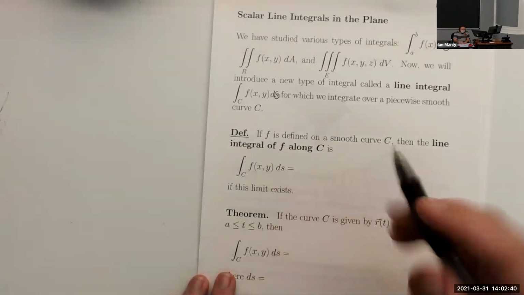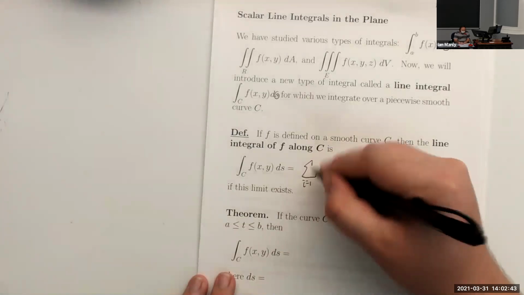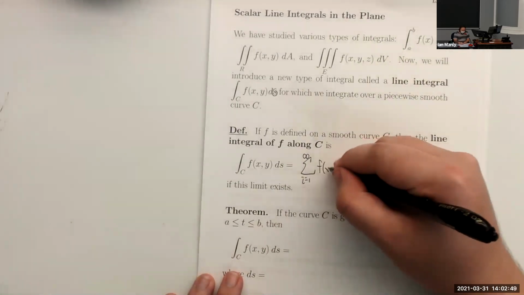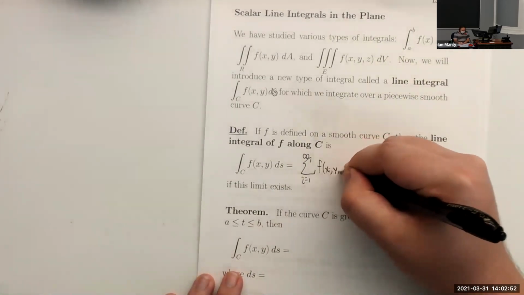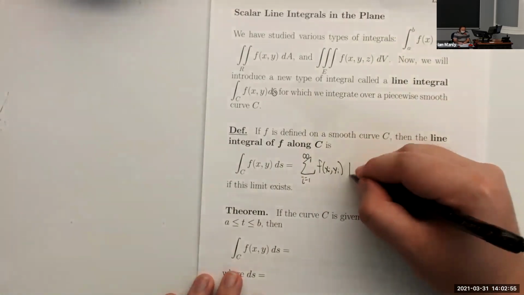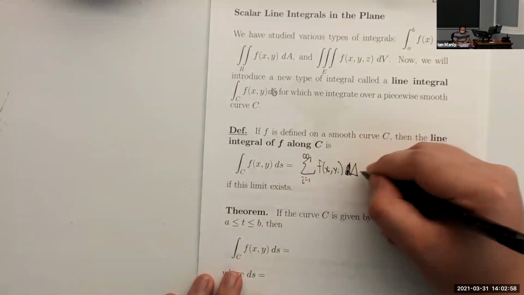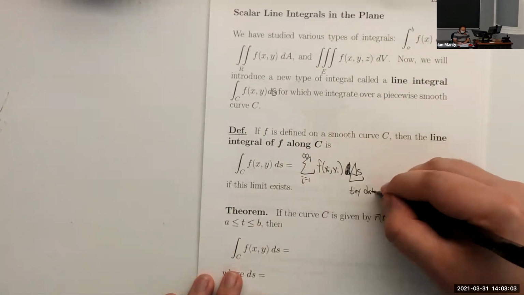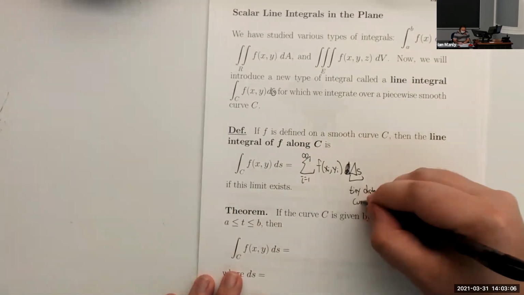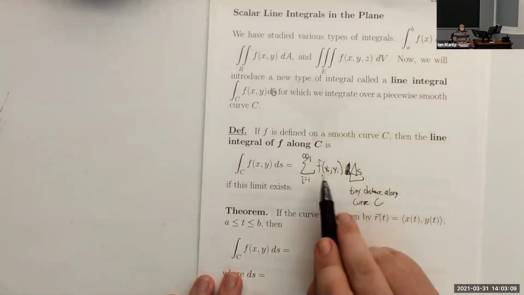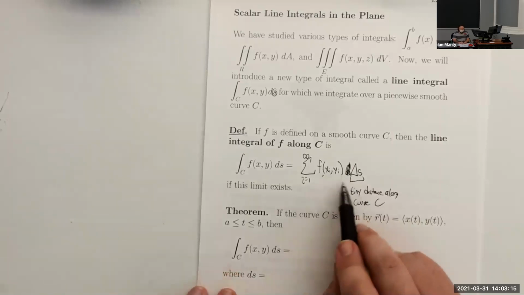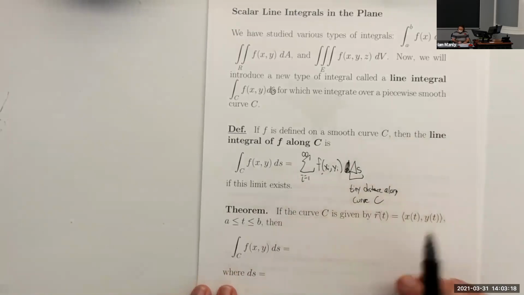The definition of a line integral of f along C is the sum from i equals 1 to infinity. So this is going to be a type of Riemann sum. We have f of x sub i, y sub i, and then we have delta s right here, where delta s is a tiny distance along the curve C. And this is a point taken somewhere from within that tiny little section of distance here. So this is effectively our Riemann sum version of this right here.